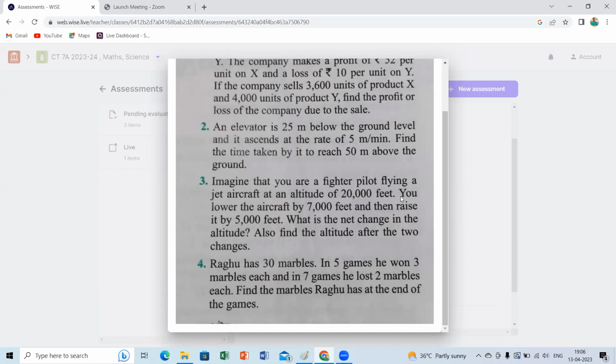Yes, Leshita joined late. Why so? Ma'am, I just now got the link. Once you get the message, you can join immediately, right?